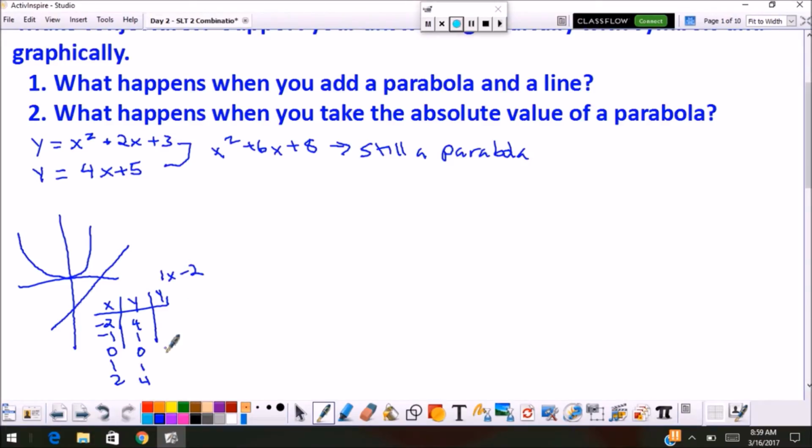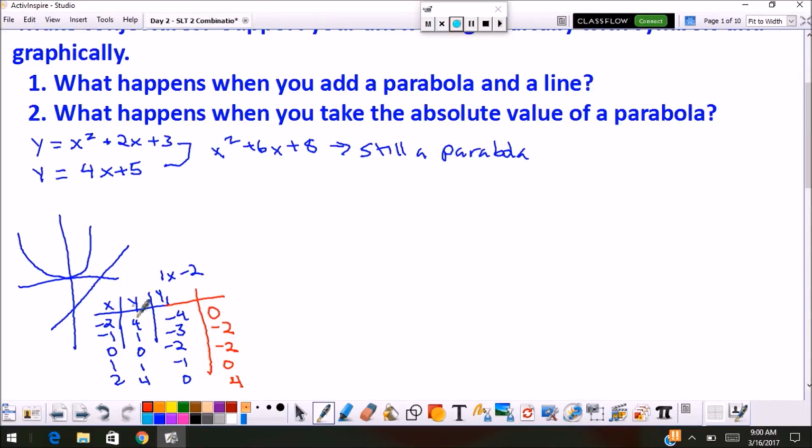So the line values would be -4, -3, -2, -1, 0. So if I added these together, I would get 0, -2, -2, 0, 4. Interesting.